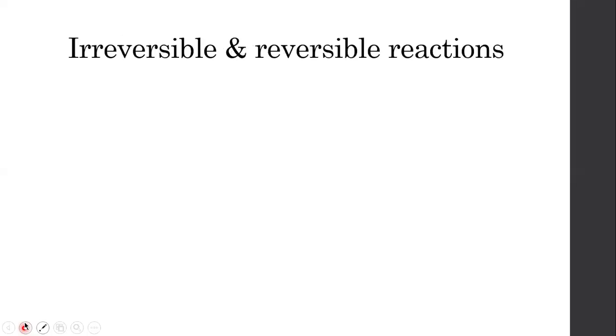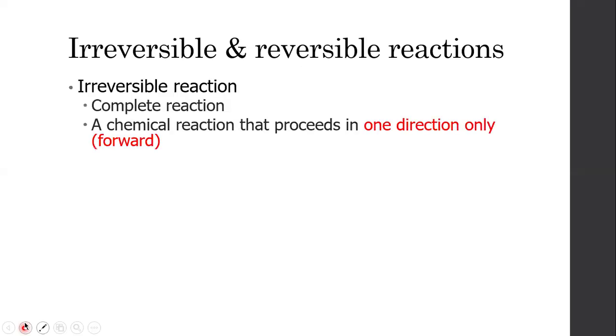Now, let's first discuss the concept of irreversible and reversible reactions. Irreversible or complete reactions are those that proceed in one direction only, or in the forward direction. So far, in all your grade 7 and 8 discussions in chemistry, you dealt with irreversible reactions. So, for example, you have the combustion of methane in the presence of oxygen to produce carbon dioxide and water.